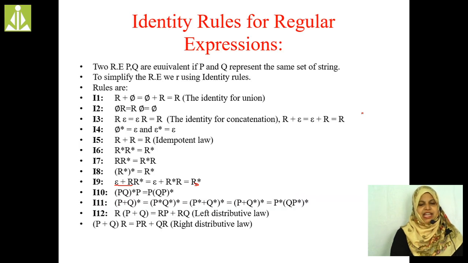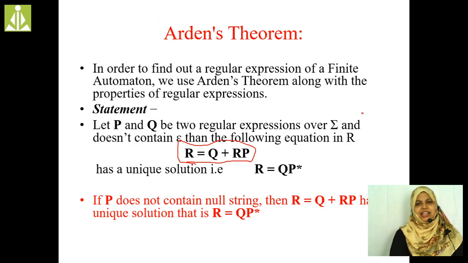Here, by using these identity rules and Arden's theorem, we can simplify the regular expressions, and we can find out the regular expression for the finite automata. Generally, a finite automaton is represented by transition diagrams or a transition table. If we know the transition table, then we have to draw the transition diagram, then we have to find the regular expression for that given finite automata. We have to use these identity rules and Arden's theorem.